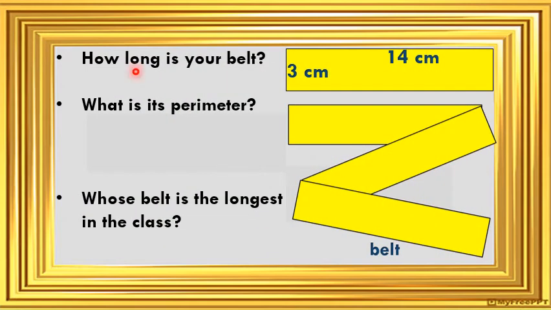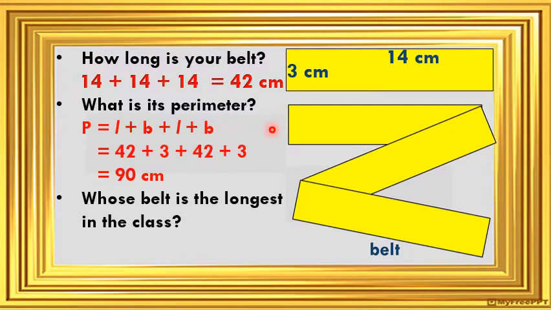Now answer the following questions. First one, how long is your belt? The length of my belt is 14 plus 14 plus 14, that is 42 centimeter. Now second question, what is the perimeter of this belt? Children, we all know that perimeter is the sum of all four sides of the belt. That is length plus breadth plus length plus breadth. That is 42 plus 3 plus 42 plus 3, which is 90 centimeter. So the perimeter of this belt is 90 centimeter.